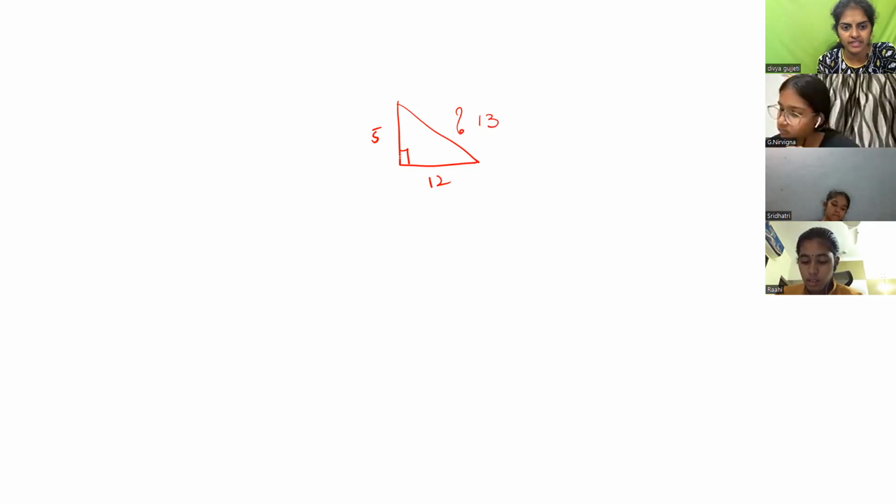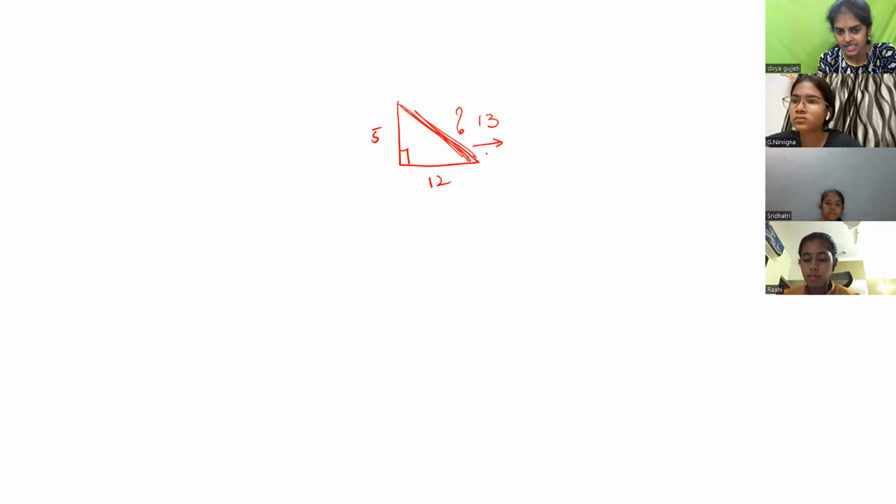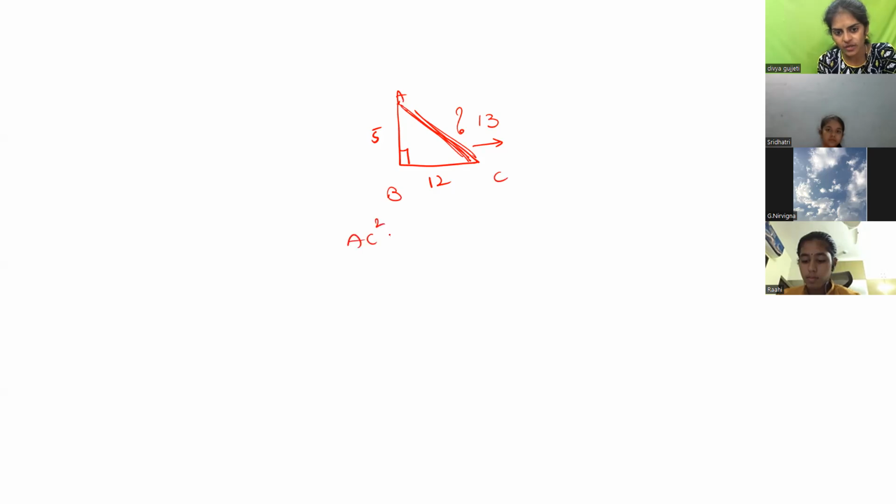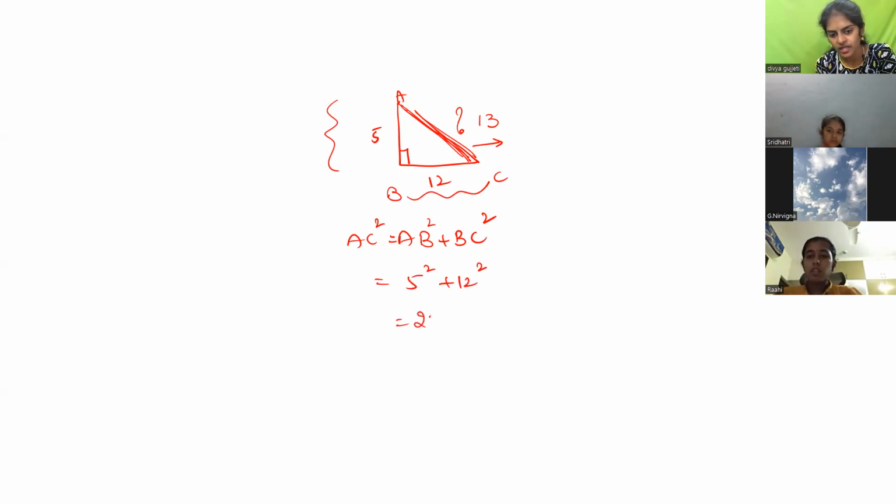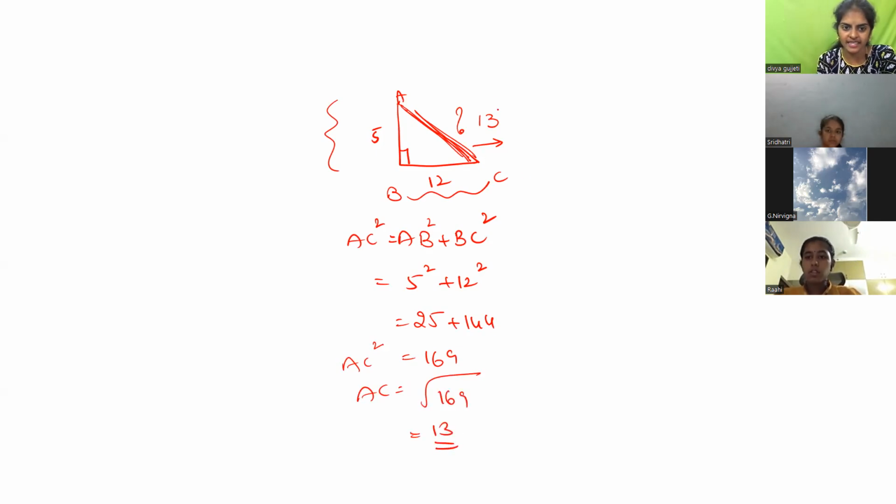So see here. We know that this is the hypotenuse, so I know the square of this. Let me just name it. So I know AC square is equal to AB square plus BC square, this side square plus this side square. So that is 5 square plus 12 square. 5 square means 25 plus 144, so 169. But this is AC square, so AC would be root of 169. So that would be 13. So this side is 13.